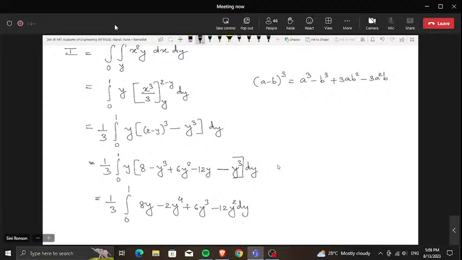Now this is a simple single integration. We'll finish it off. So the integration of y we know is 8y squared by 2 minus 2y raised to 5 by 5 plus 6y raised to 4 by 4 minus 12y cube by 3, and then we put the limit 0 to 1.